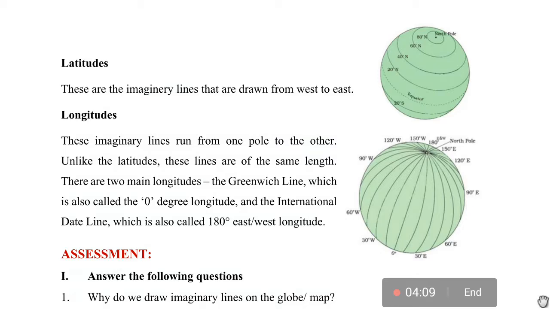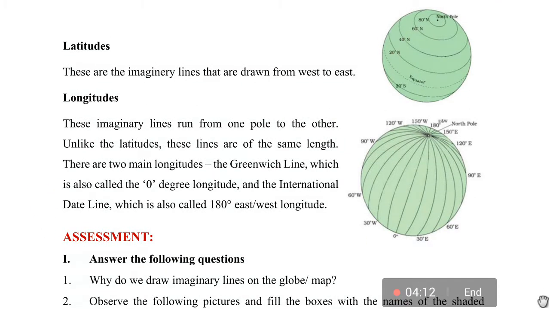Next one, latitudes. Here we can see that latitudes are also imaginary lines. These imaginary lines are drawn from the west to east direction. Longitudes are the imaginary lines that run from one pole to another.